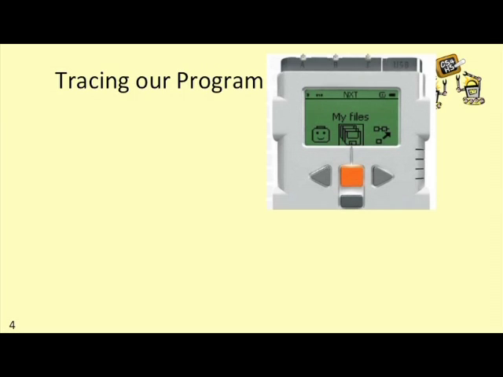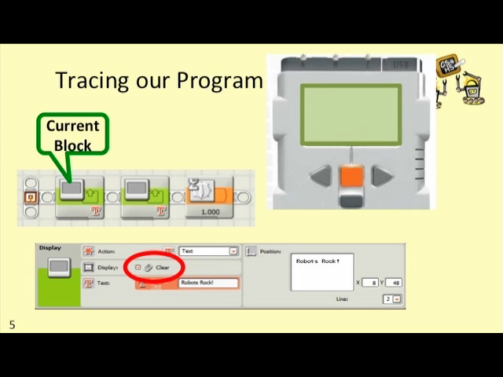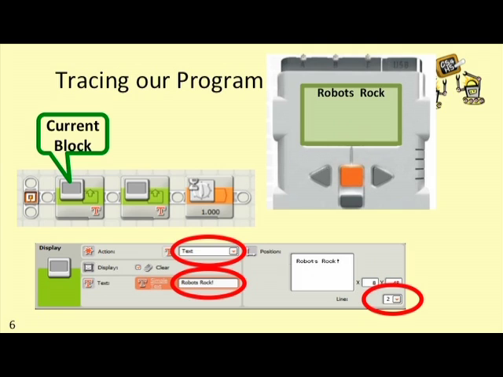There you go. So let's trace our program to understand what's happening. Before we start to run our program, there's some standard stuff displayed on your NXT screen. It won't look exactly like this, but you get the idea. Then we start to run the program. Our first display block had clear checked, so the NXT cleared its display, and then it immediately wrote robots rock on line 2 of the screen. Having done so, it was finished with this block and ready to move on immediately to the next block.